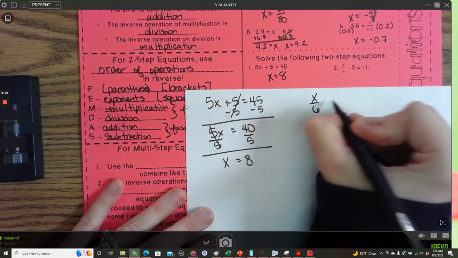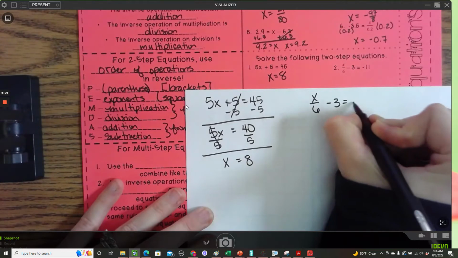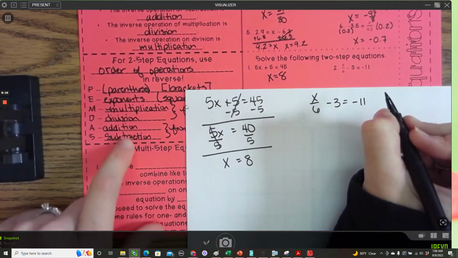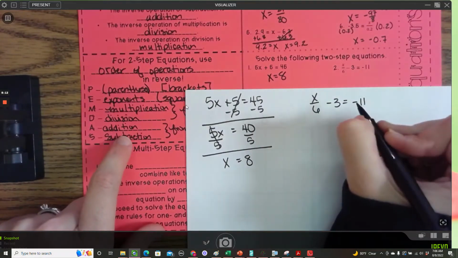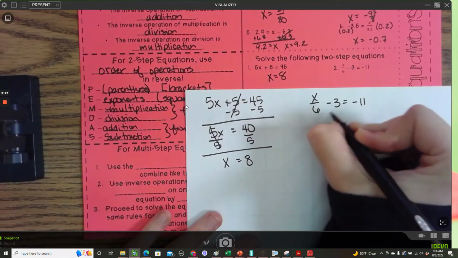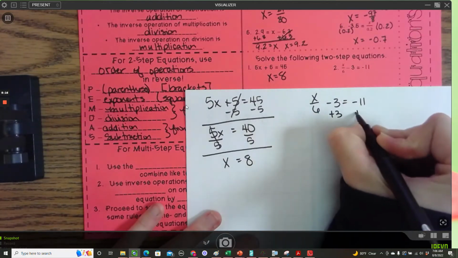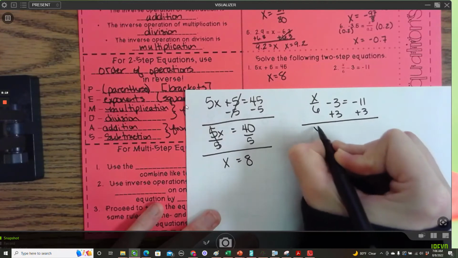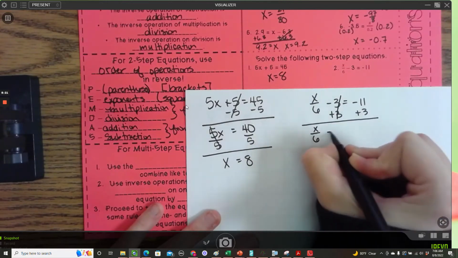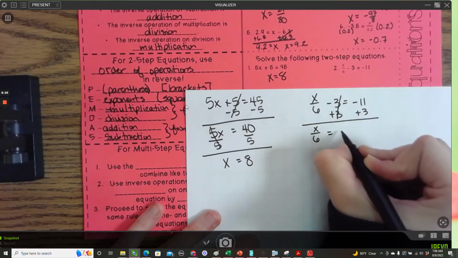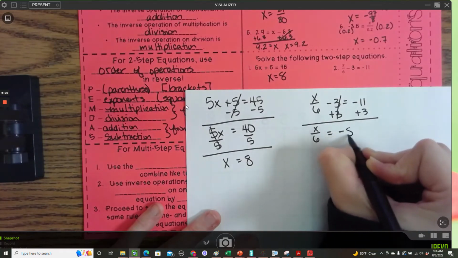So x over 6 minus 3 equals negative 11. But I work backwards, so addition and subtraction first. So I want to get rid of this subtraction, so I'm going to add 3 to both sides. This cancels. Negative 11 plus 3 is a negative 8.